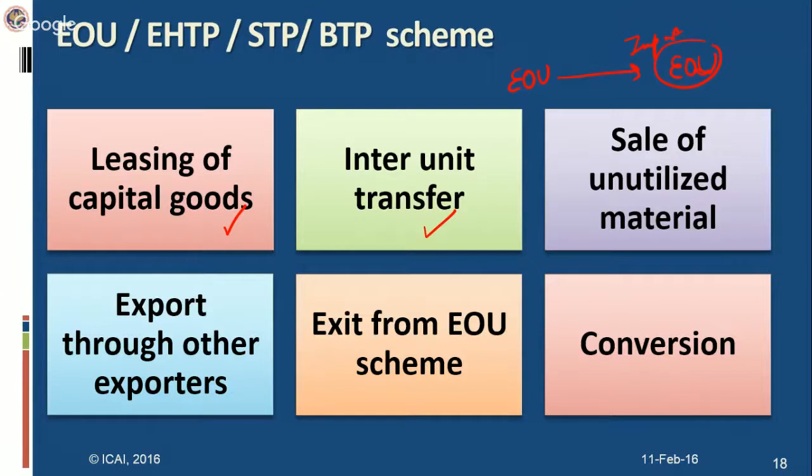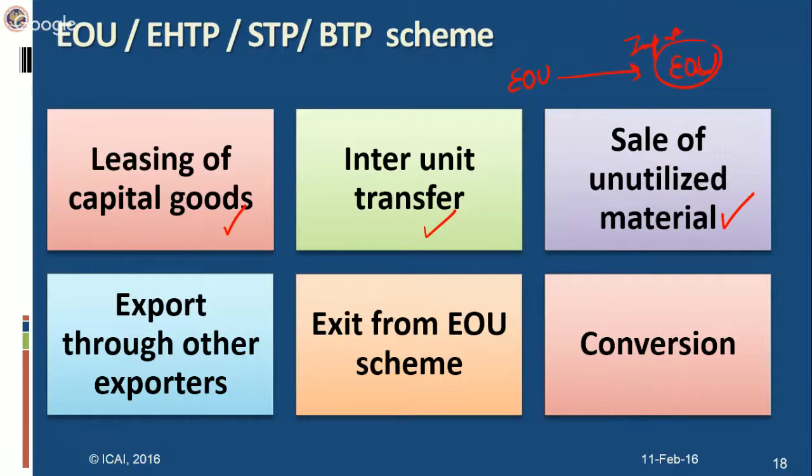import by the second unit. Okay. Then sale of unutilized material. Now, we have procured some material for EOU purposes, for production or for provision of services. We have procured certain material, maybe within India or from outside India. But now that material has not been fully utilized. So how can we dispose of that unutilized material? What is the provision for that? Because EOUs are generally supposed to export all their production, but that material has remained unutilized. So how can that be disposed of?